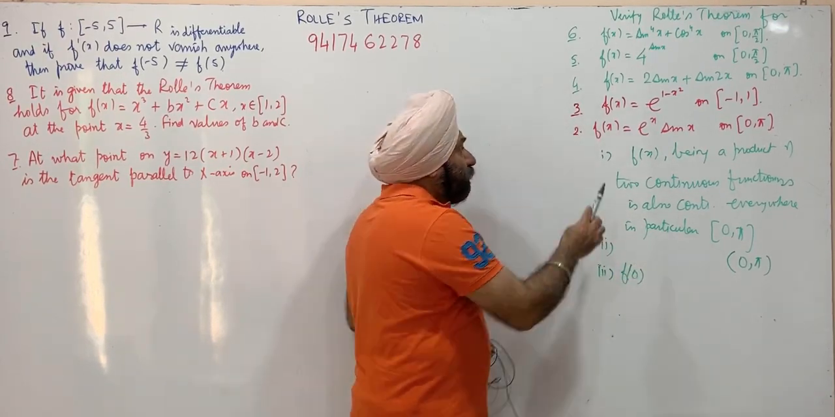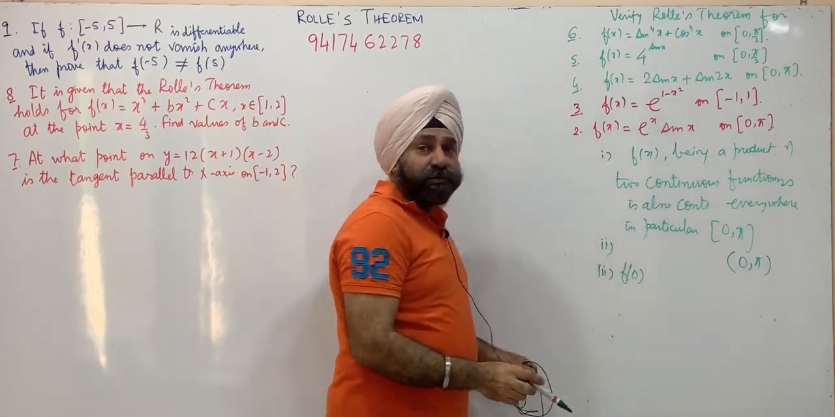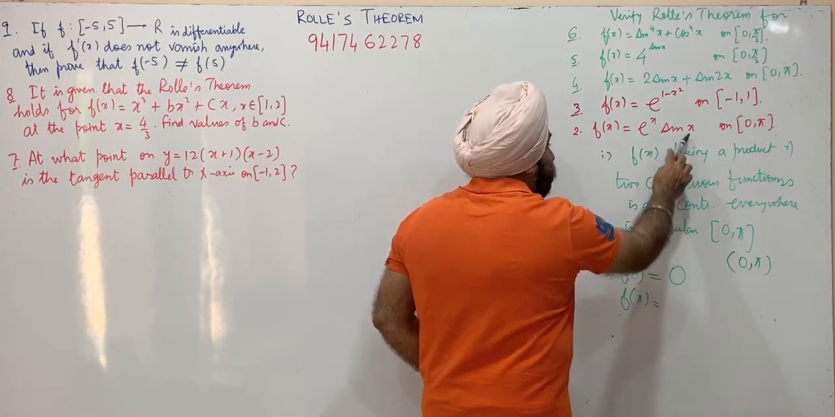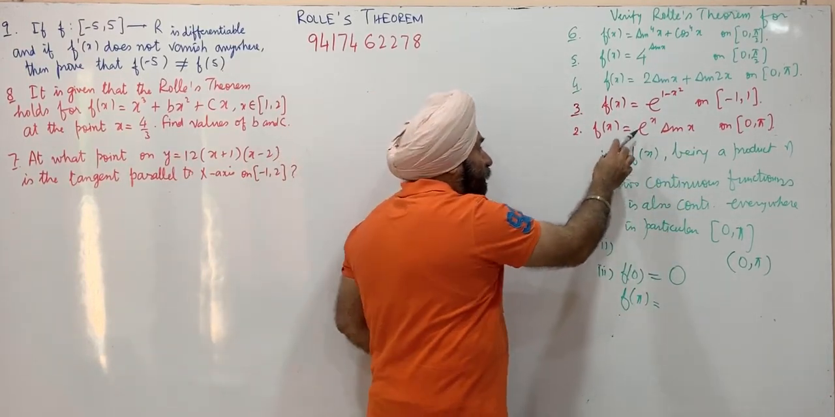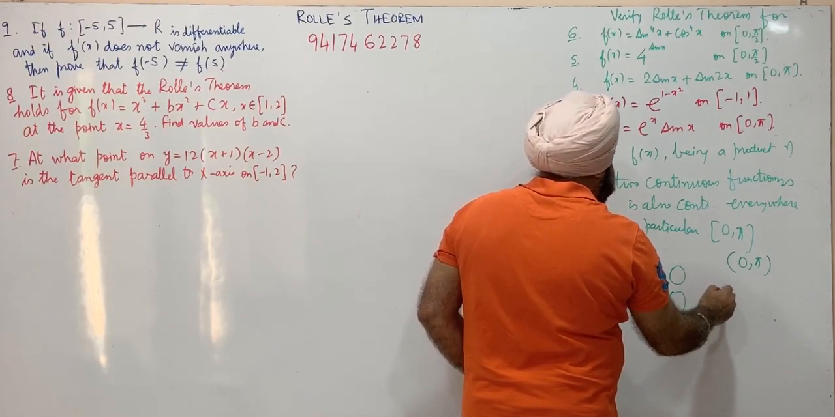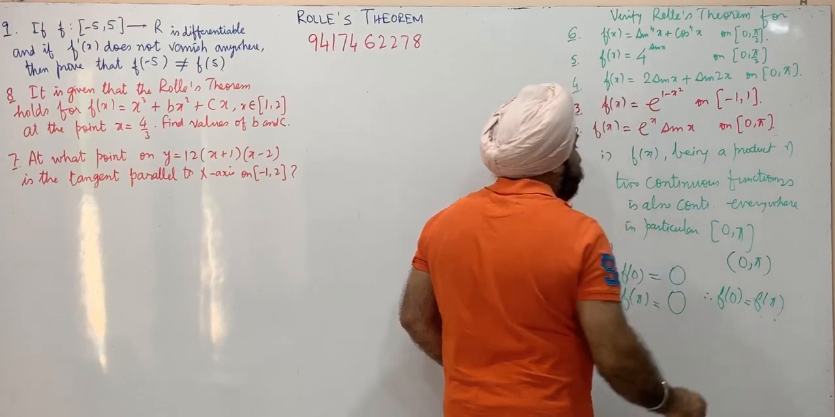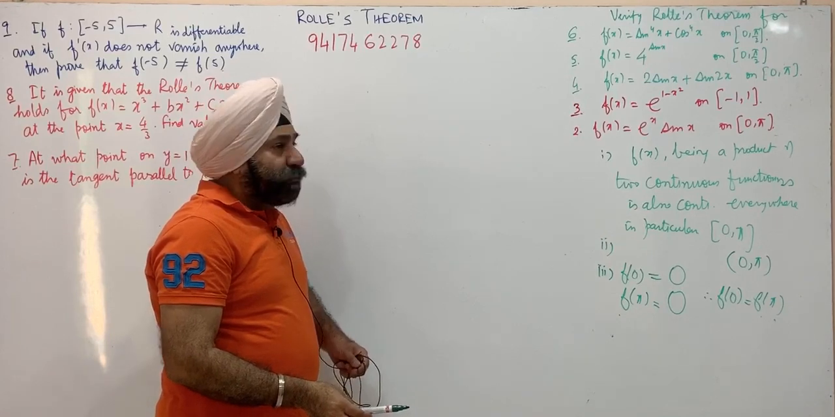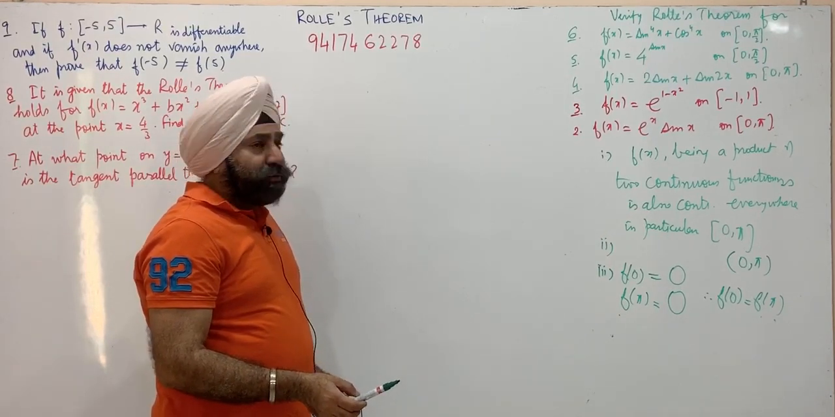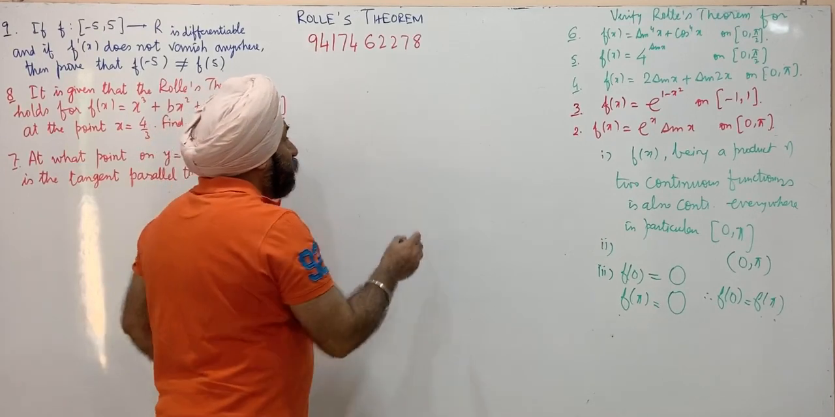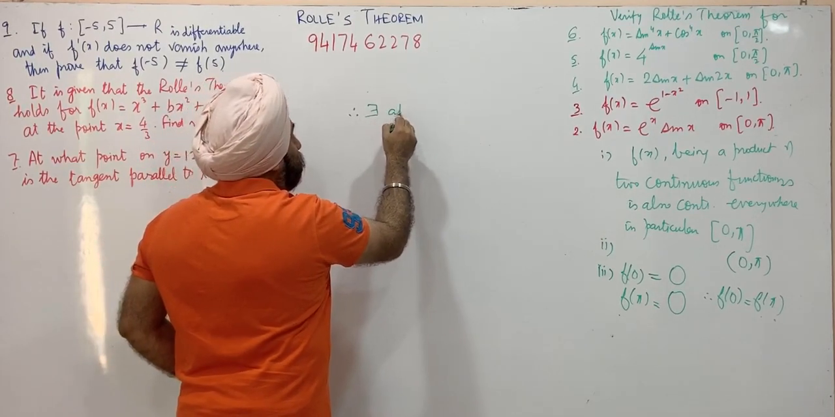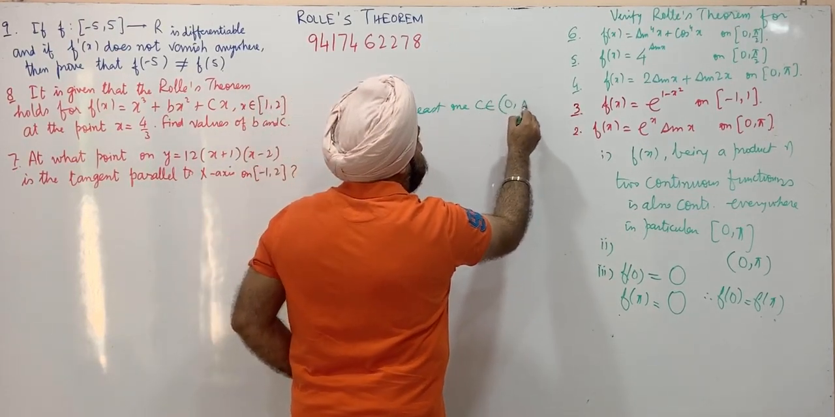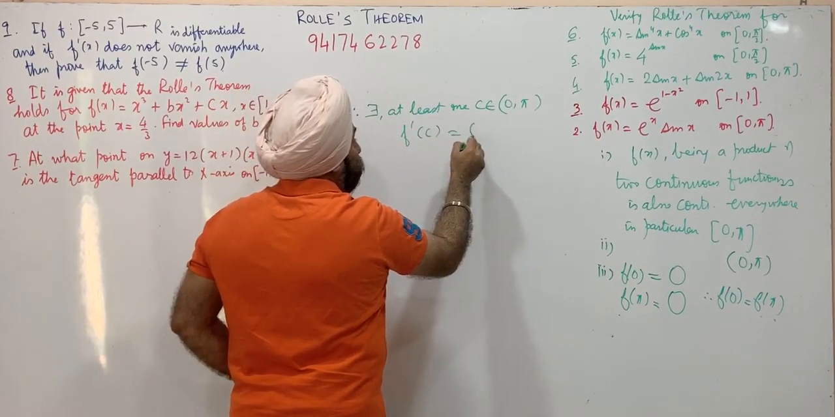What is f of 0? F of 0 is e raised to the power 0 into sine 0. Sine 0 is 0, therefore the product is 0. F of 0 is 0. F of pi, sine of pi is 0 into e raised to the power pi, so this will also be 0. Therefore f of 0 is equal to f of pi. So from 1, 2 and 3, f of x satisfies all the three conditions of Rolle's theorem. Therefore Rolle's theorem is applicable to the function, and there exists at least one C which belongs to the open interval 0 comma pi, where f dash of C is equal to 0.